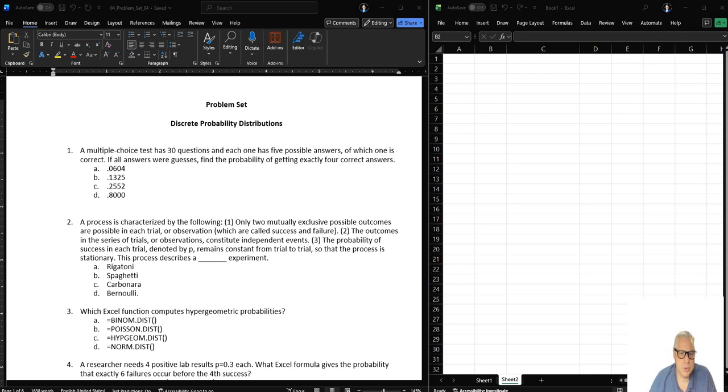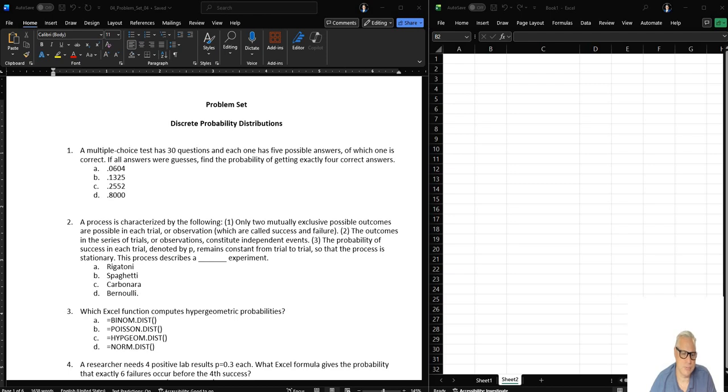Alright, let's turn to the problem set on discrete probability distributions, and you can see I also opened an Excel sheet because we need to calculate many things using Excel. So let's start with question 1. A multiple choice test has 30 questions and each one has 5 possible answers, of which one is correct. If all answers were guesses, find the probability of getting exactly 4 correct answers.